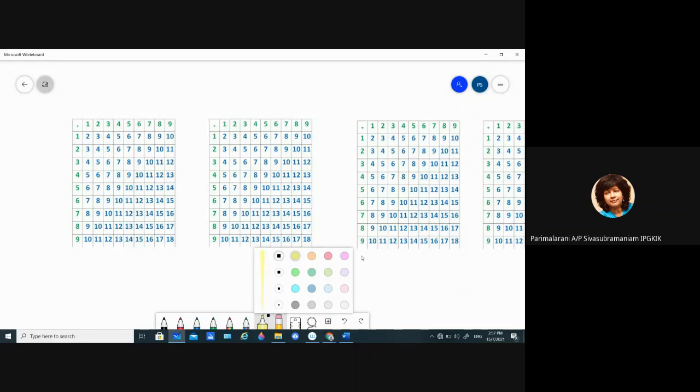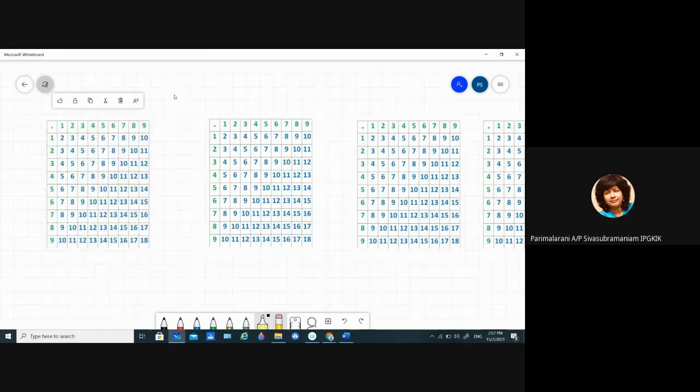Okay, so we look at the addition basic facts first. Look at the first table, this first table here. So how many basic facts are there? How many, class? 18.